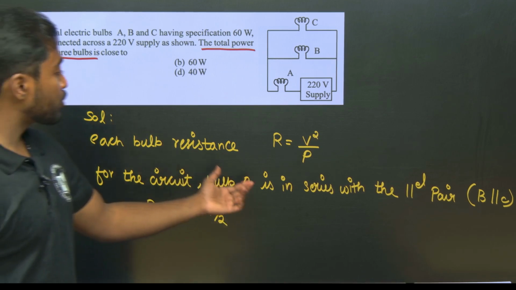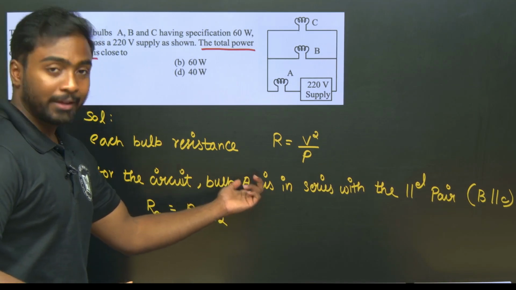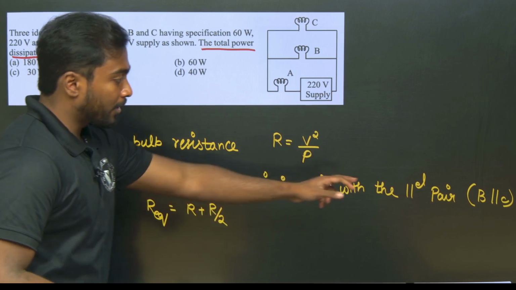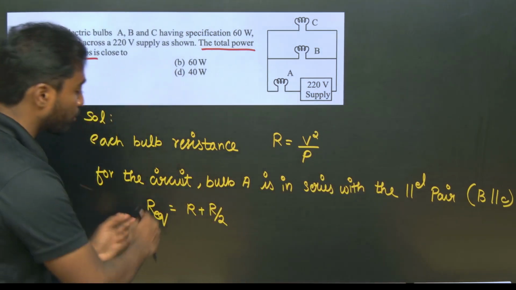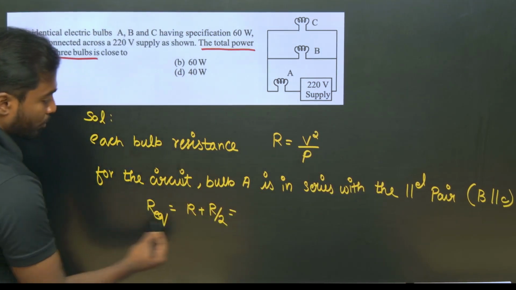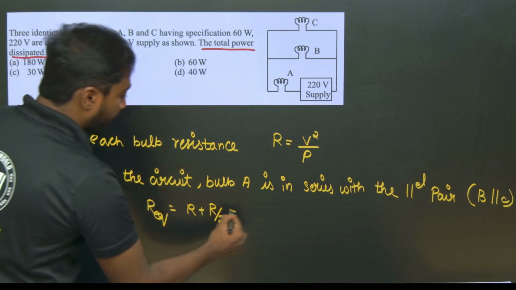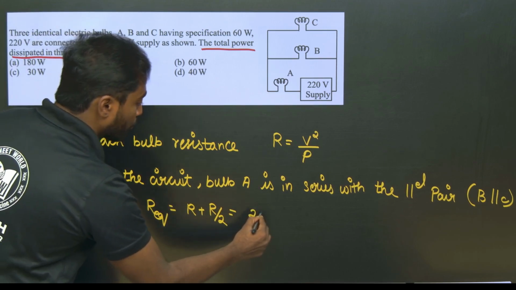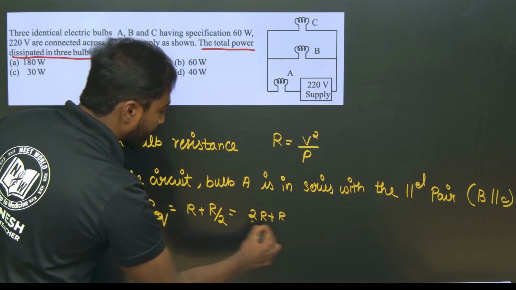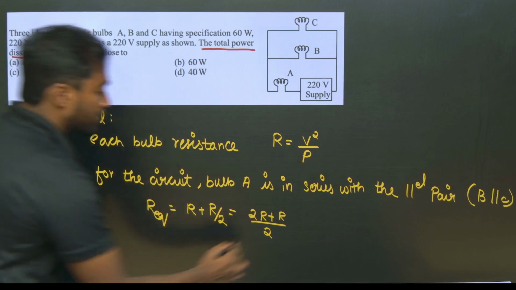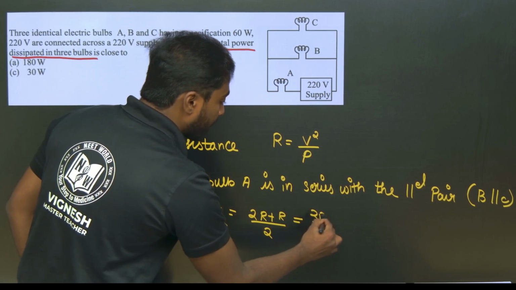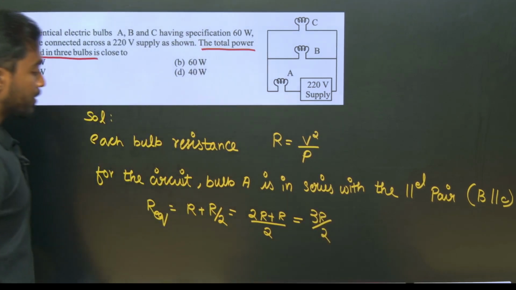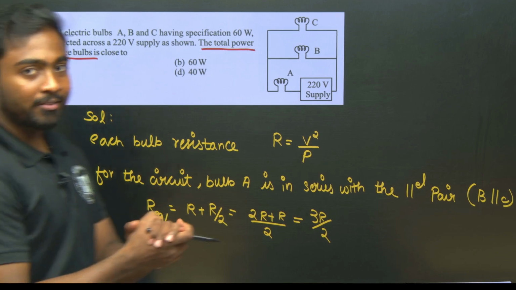For bulb A, it is R. For the parallel case, it is R by 2. So if I take the LCM and cross multiply, it is 2R plus R by 2, so the total value will be 3R by 2. This is my resistance.